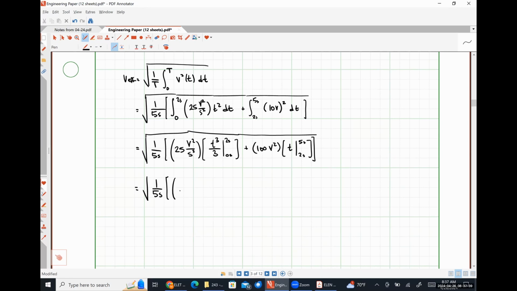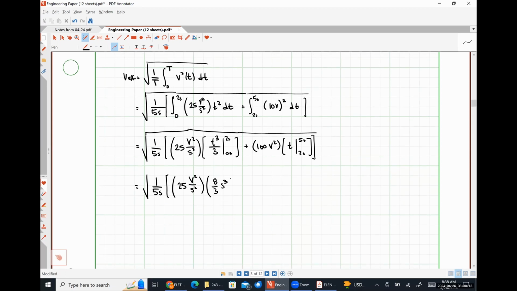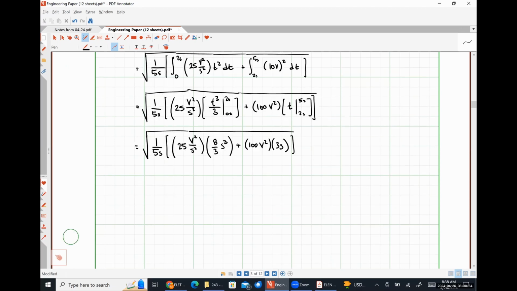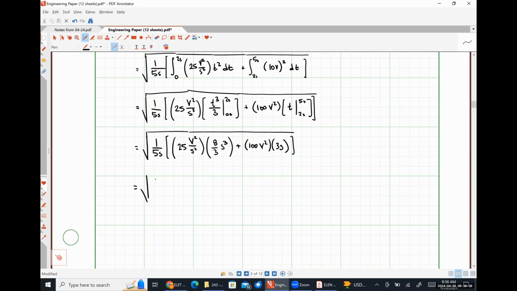All right, so I've got this 25 volts squared over second squared. So let's see. t cubed over 3 evaluated at t is equal to 2 seconds gives me 8 seconds cubed over 3. So that's 8/3 of a second cubed, minus 0. Plus 100 volts squared. And so now I'm going to have 5 minus 2 seconds, which is just 3 seconds.